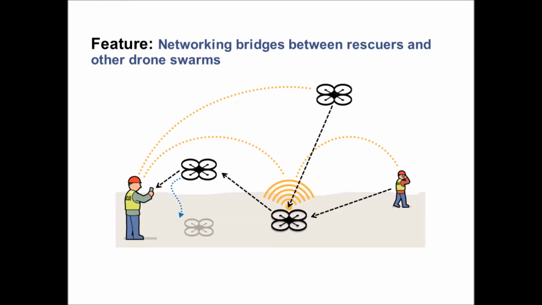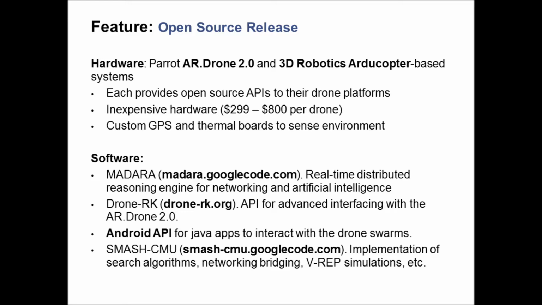The second core feature is network bridging that connects groups of rescuers, drone swarms, and sensors together, potentially over large distances. The third core feature is an open-source development platform that extends from hardware to software. This feature provides companies with accessible starting points to adapt our results to their needs.